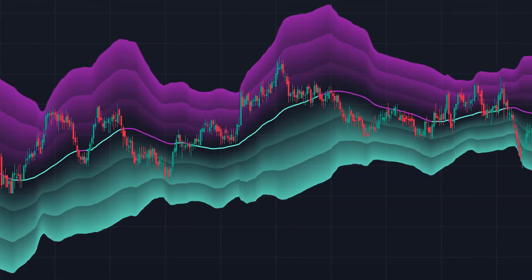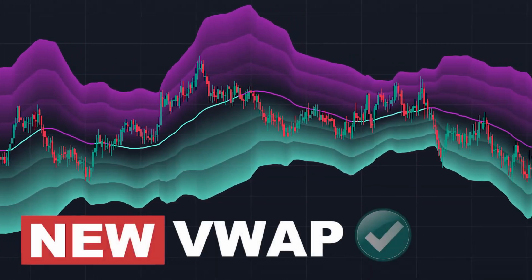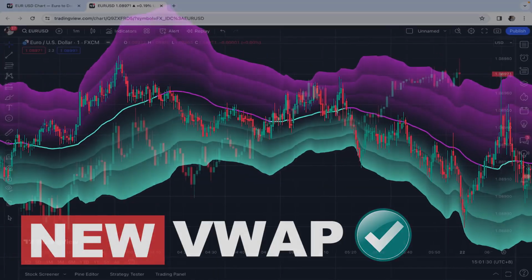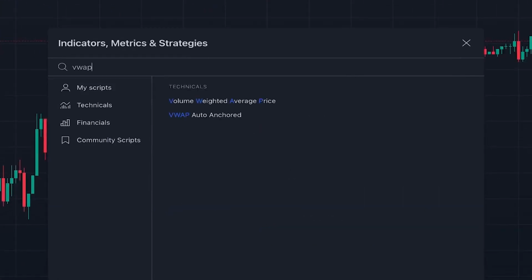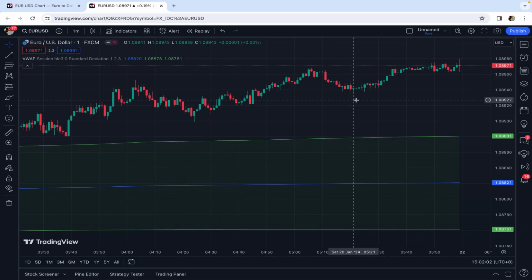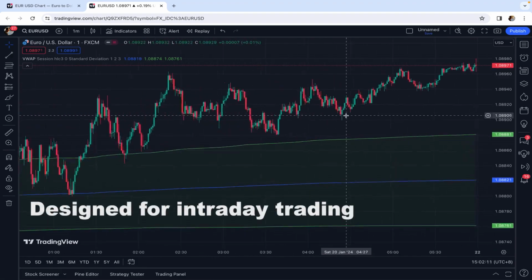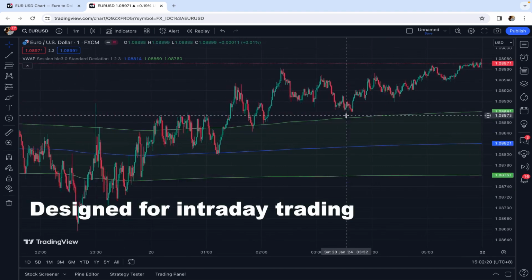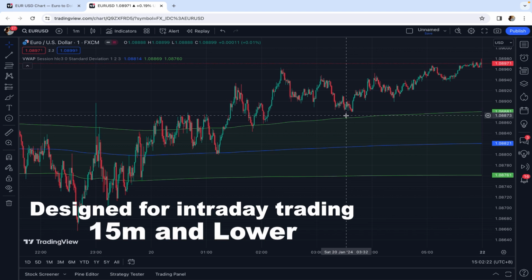In today's video, I want to introduce a new version of VWAP which performs much better than the original one. If you're familiar with the VWAP indicator, this one, which is the original version, you know that it is one of the most popular indicators among scalpers and day traders. It was specifically designed for intraday trading and it's more suitable for time frames like 15 minutes and lower.